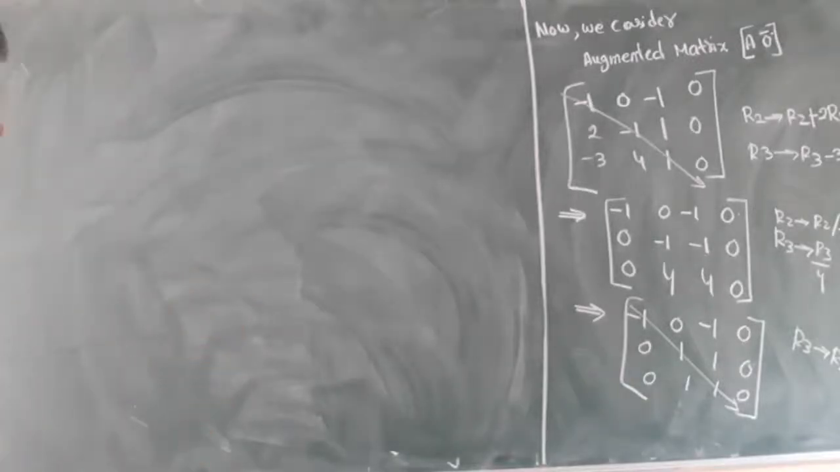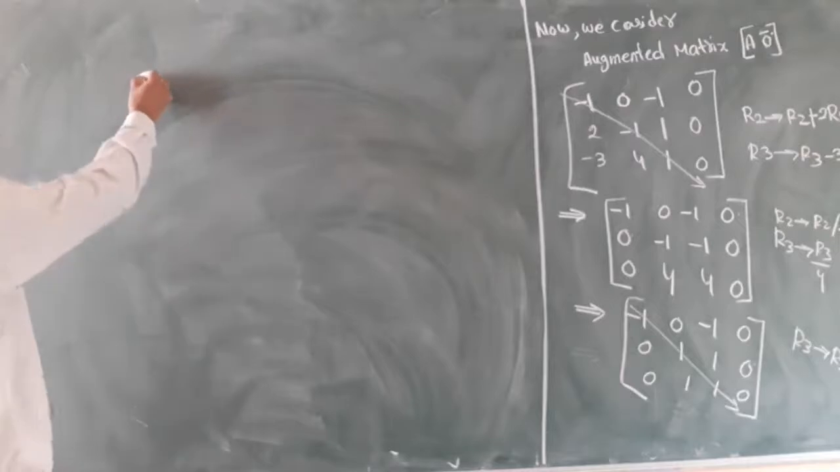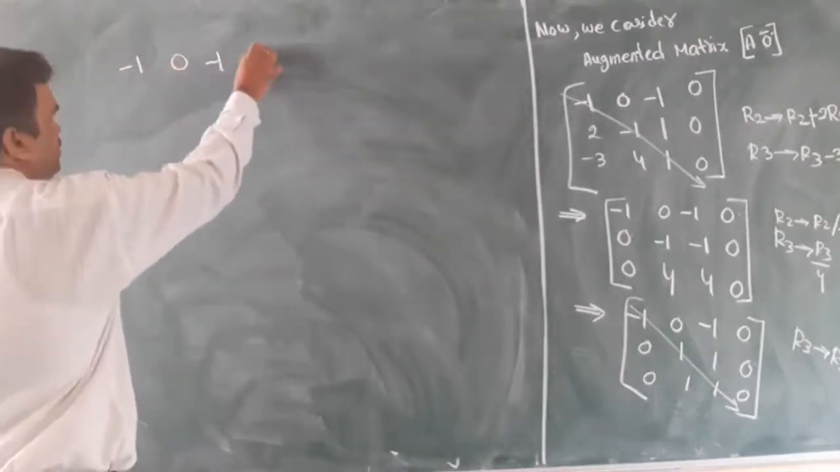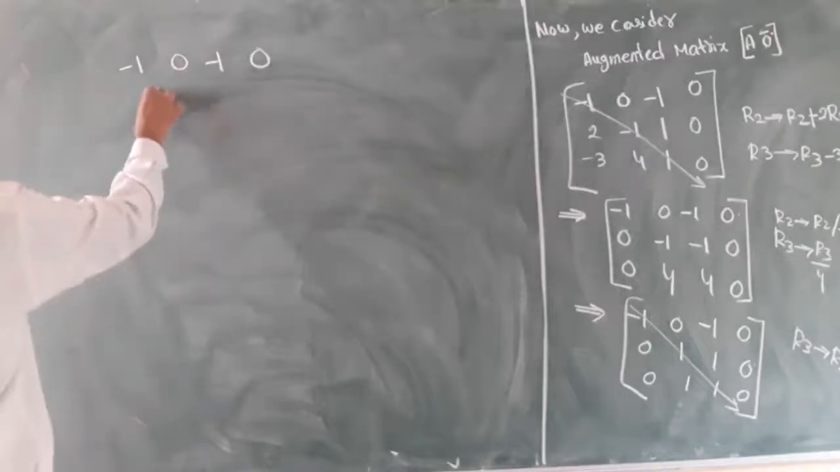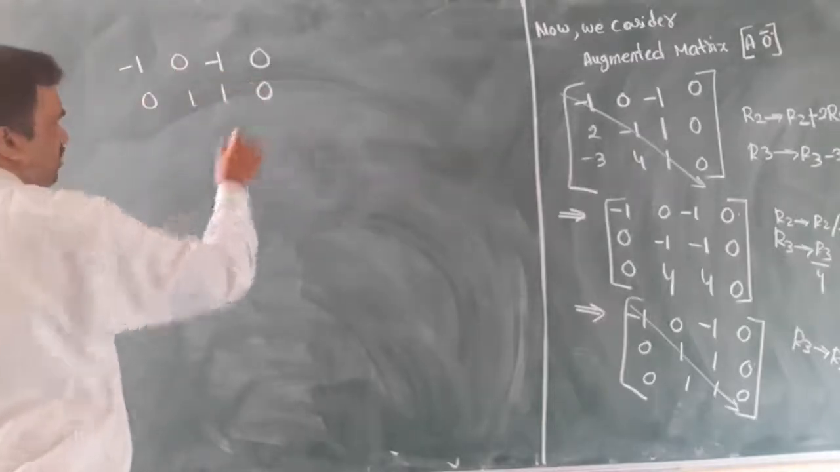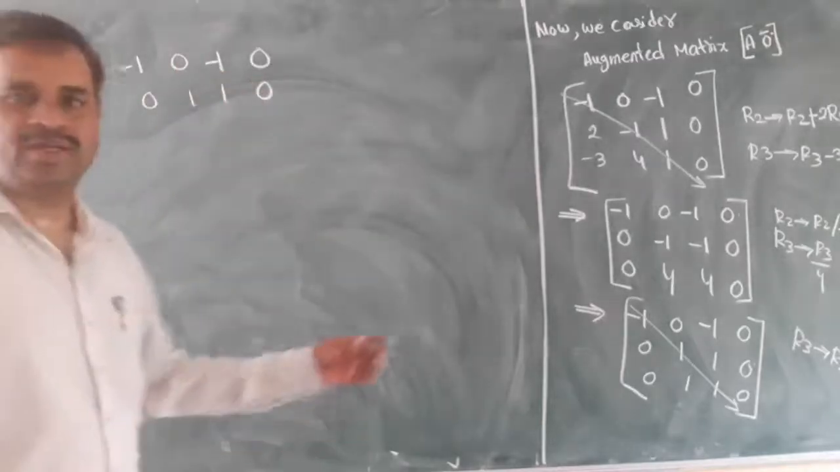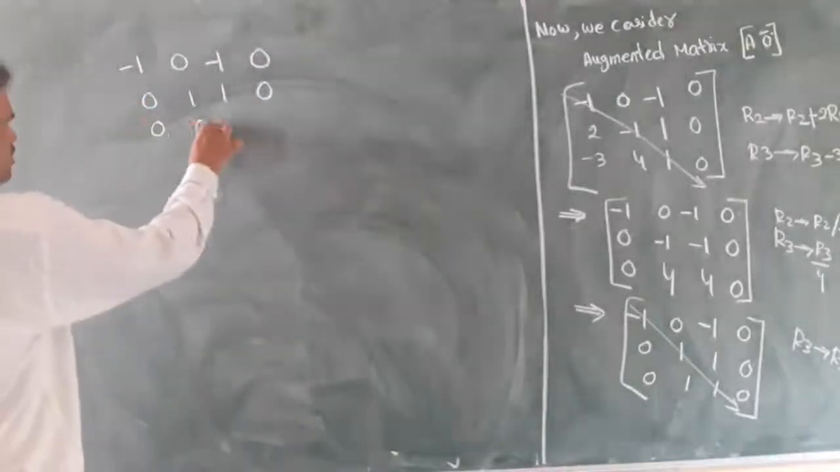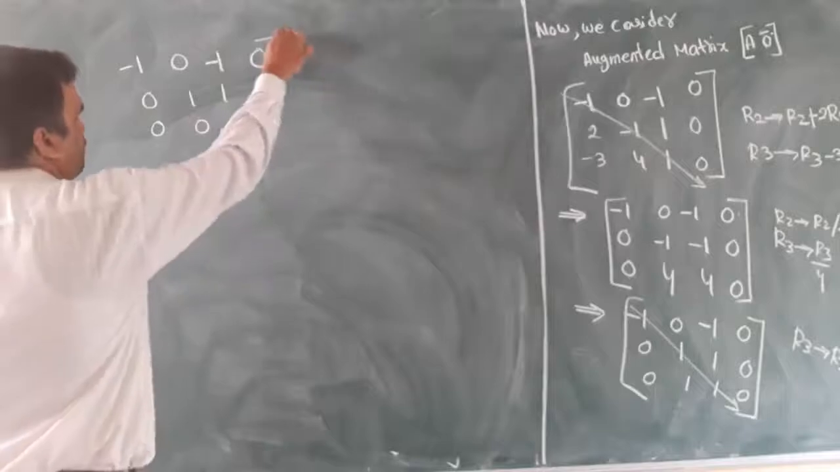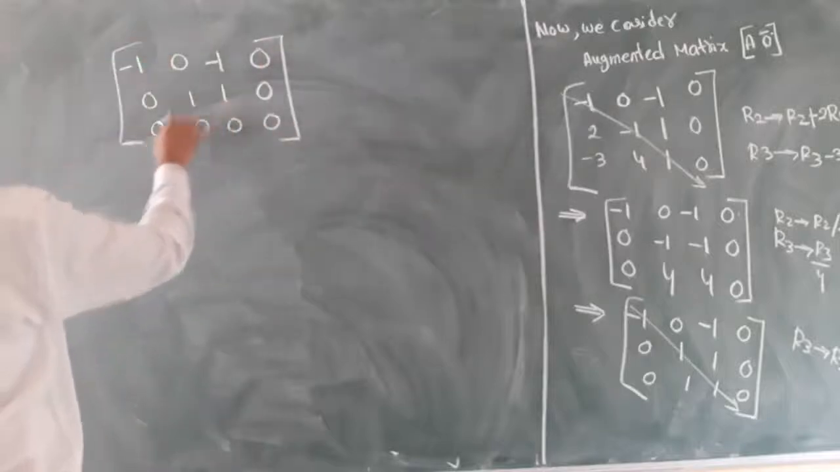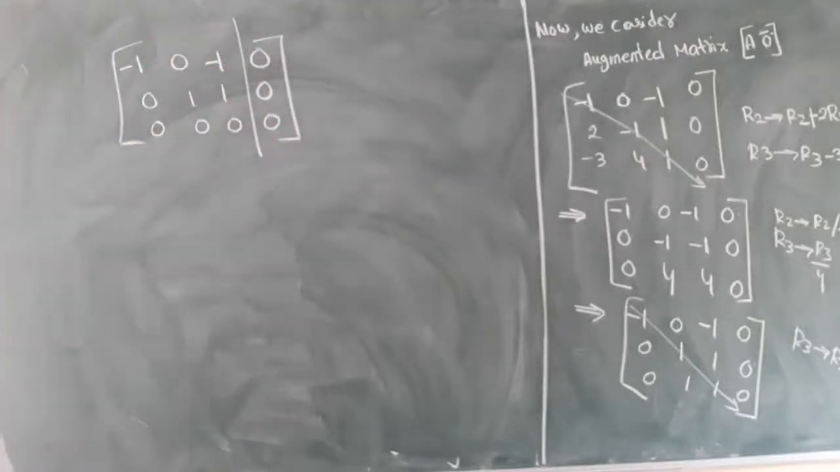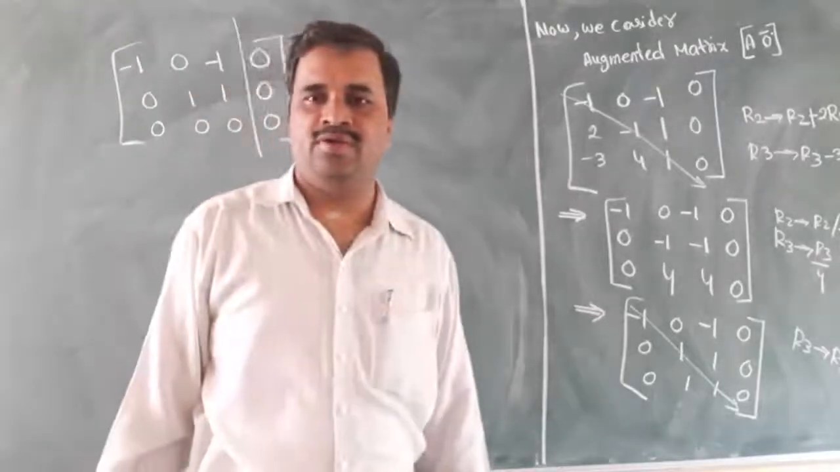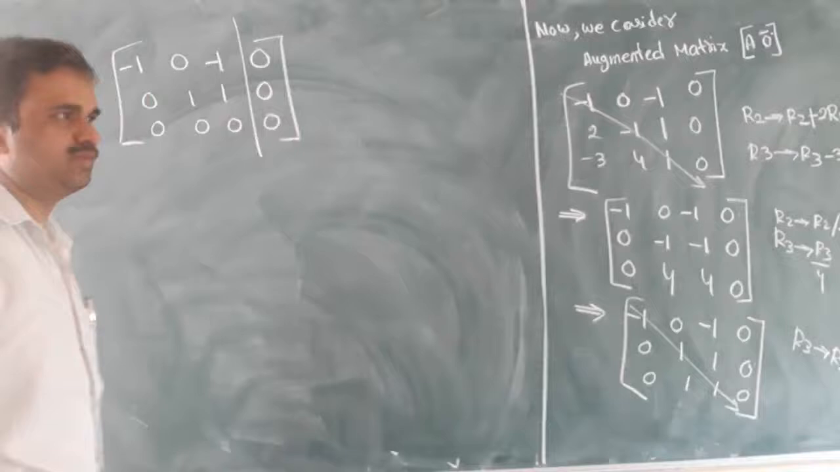Let's continue. R3 implies R3 minus R2. Minus 1, 0, minus 1, 0. 0, 1, 1, 0. Second row as is, and now third row minus second row. On subtraction, simply we get 0 minus 0, 0, 0, 0. That's all. Echelon form is over. Now I'll write the equations.